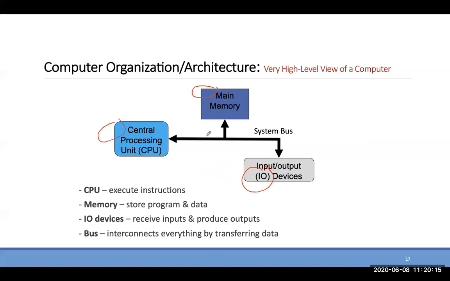And you can see the bus that links all of them right here. This is what you call the system bus. And we have different types of buses. We're going to talk about them later. But this is a very high-level view of what a computer is. If someone asks you what a computer is, that's what the computer architecture is: CPU, memory, I/O, and buses.